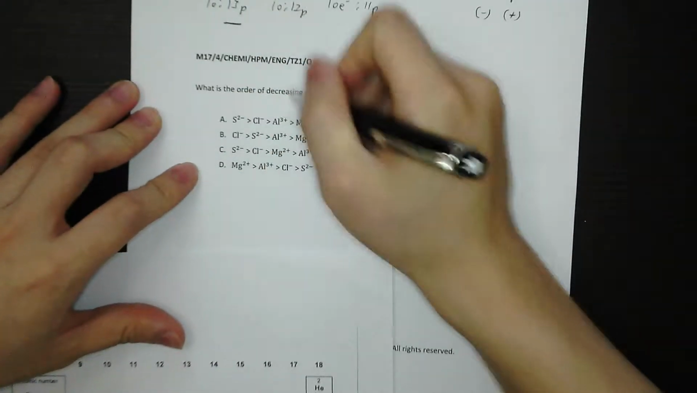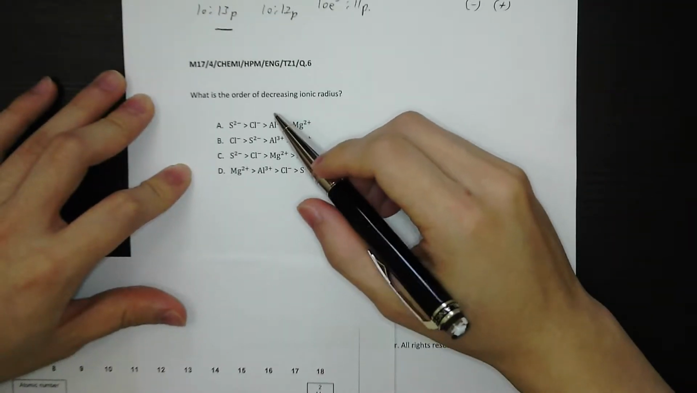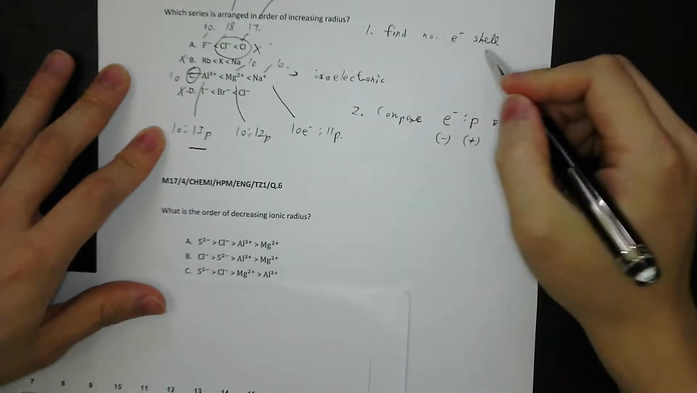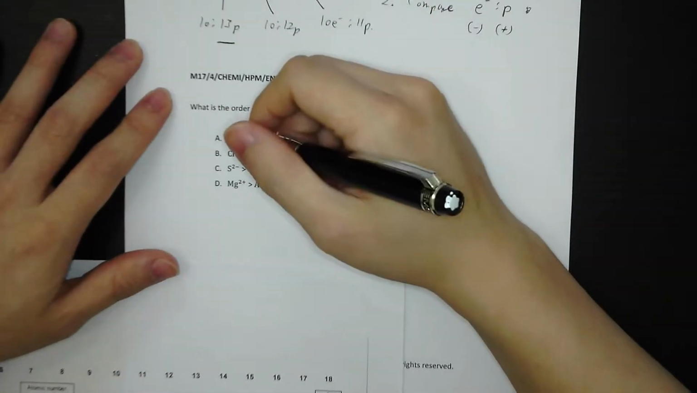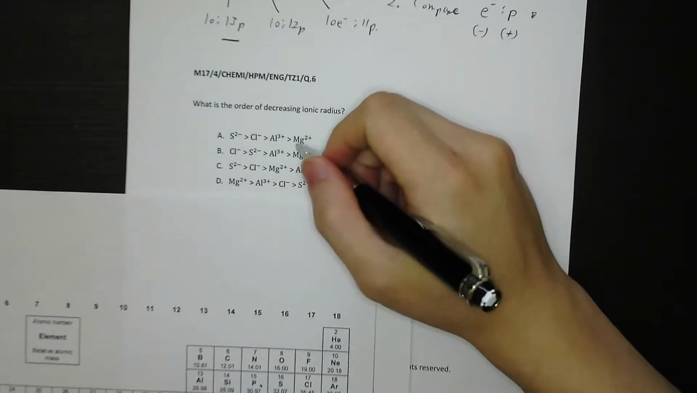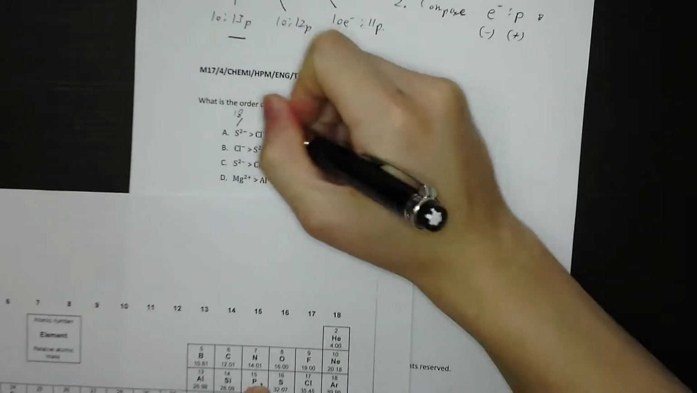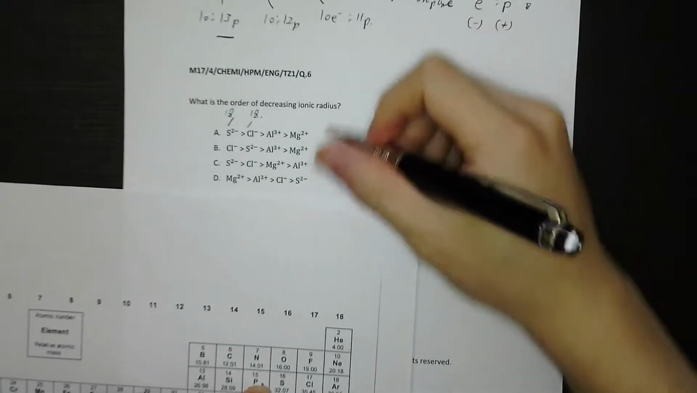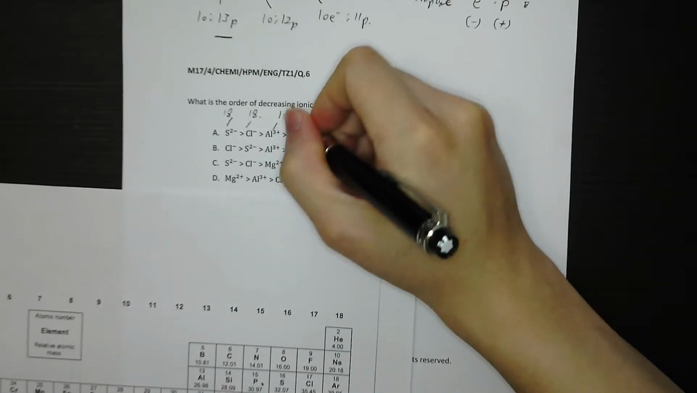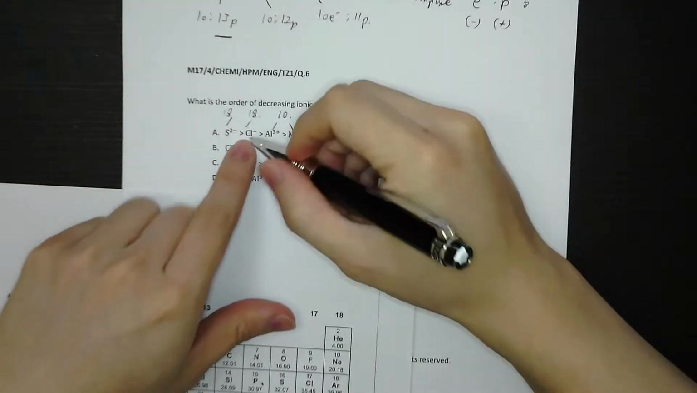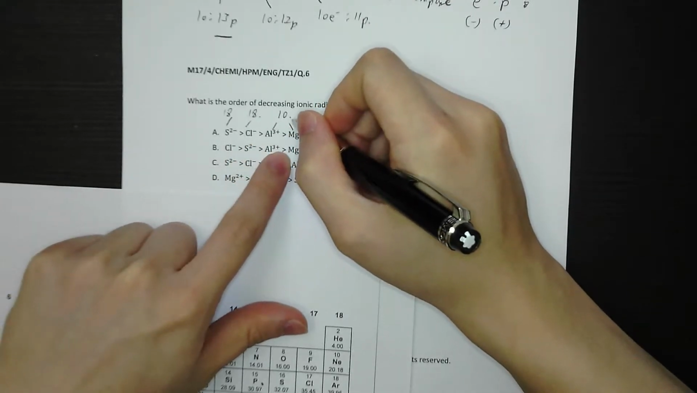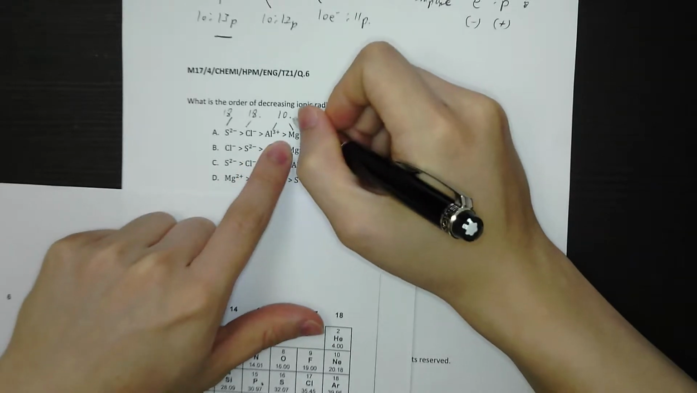For the second question, what's the order of decreasing ionic radius? Let's do the same thing. The first step, find the number of electron shells or the number of electrons. Sulfide ion, chloride ion, aluminum ion, and magnesium ion. Sulfide ion has 18 electrons, chloride ion also has 18 electrons. Aluminum and magnesium ions both have the same number of electrons, right? It's 10 electrons. So 18 electrons, of course, is larger size than those ions with 10 electrons, because 3 electron shells is larger size than 2 electron shells.